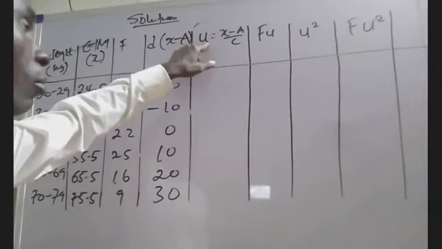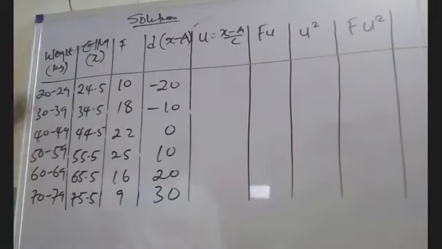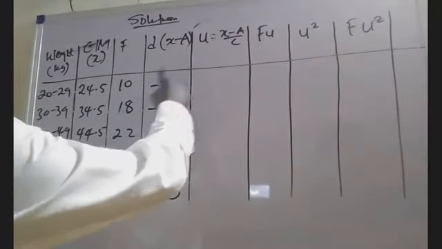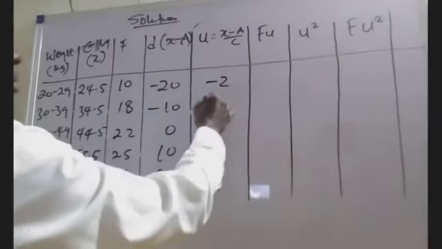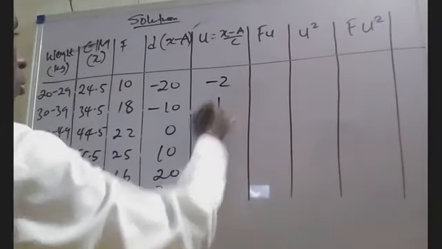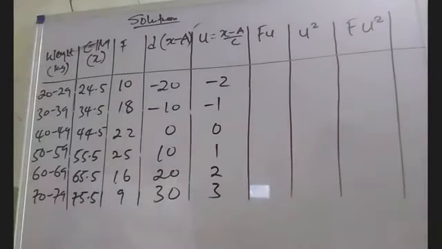U is equal to x minus A over c. C is the class width. If you count from here to here, you have 10. So everything here is divided by 10. This is 20 minus 10 divided by 10. This is minus 2. This is minus 1. This is 0. This is 1. This is 2. And this is 3. Everything we have here we divide by 10. That's exactly what we do.